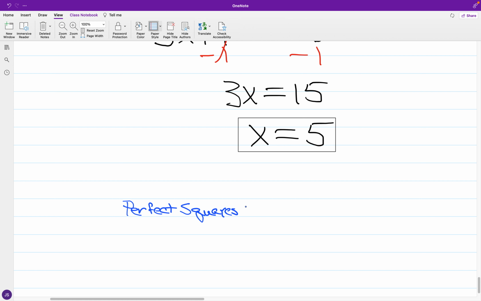Now for the natural number perfect squares, or the positive perfect squares, you have 1 squared is 1, 2 squared is 4, 3 squared is 9, and continuing with the square of 4, the square of 5, as well as that of 6, 7, all the way up to 10 squared.